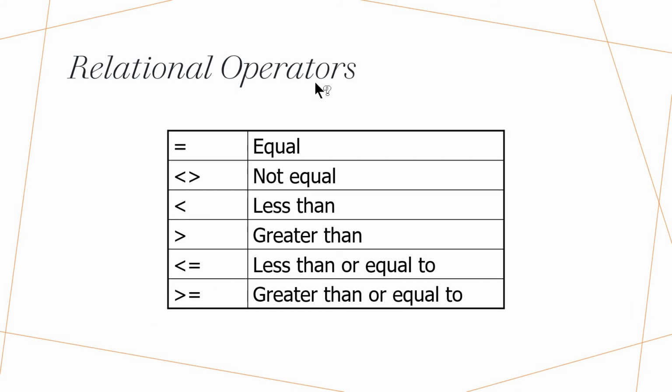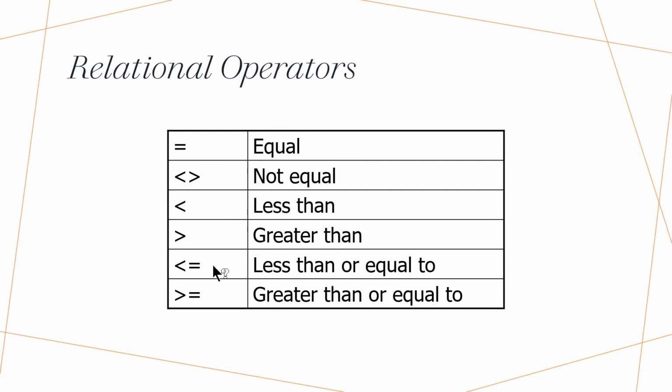Now coming to the relational operators, the first one is equal. This will return true if the first number is equal to the second number. The second one is not equals to. In case of not equals to, this will return true if the first number is not equals to the second number. The third one is less than. In case of less than, this will return true if the first number is less than the second number. The fourth one is greater than. In case of greater than, this will return true if the first number is greater than the second number.